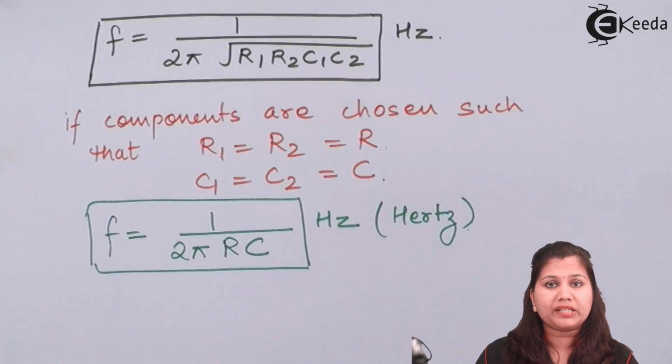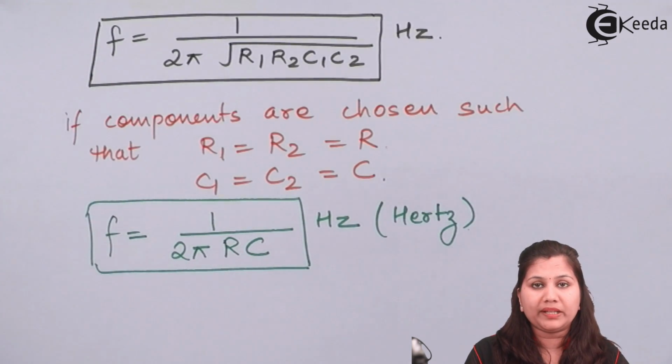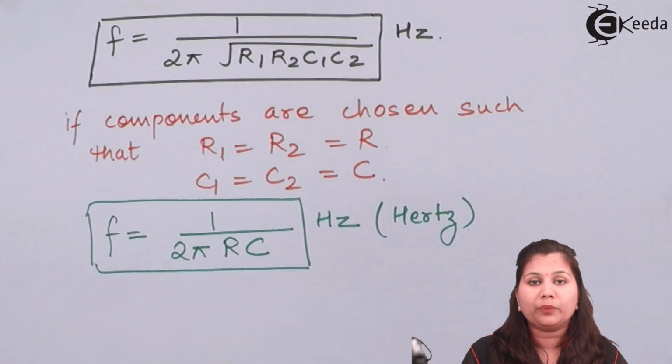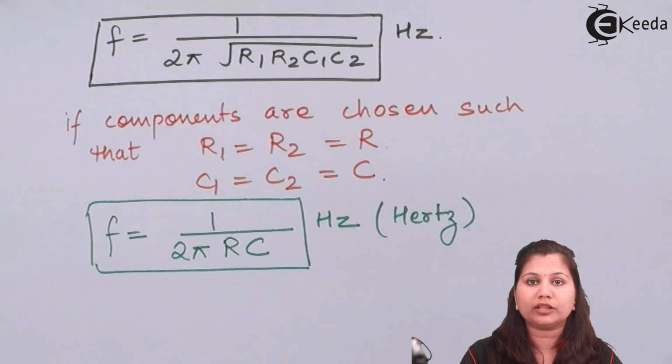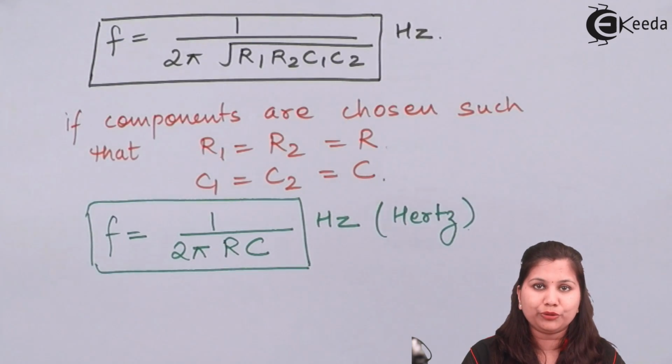So in this video we studied the measurement of frequency using the Wien's bridge. We studied its circuit diagram and then we derived the equation for the frequency. I hope that this topic is clear to you. Thank you.